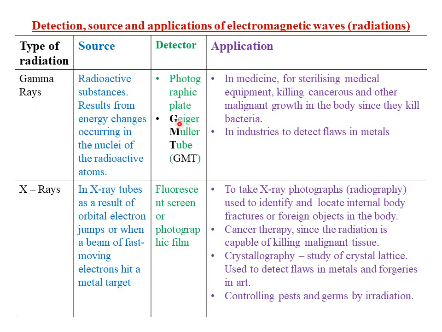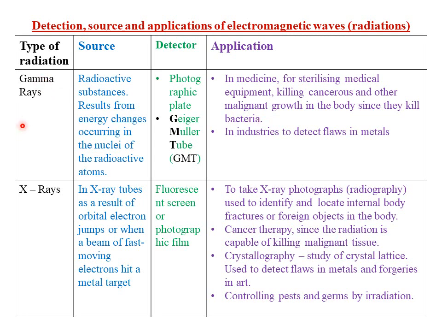They can also be detected by what we call the GMT or the Geiger-Muller tube, which we shall also discuss further under the second last topic of Form 4, which is called radioactivity. Then the application of gamma rays in real life situations: one is that the gamma rays are used in medicine for sterilizing medical equipment, killing cancerous and other malignant growth in the body since they kill bacteria.